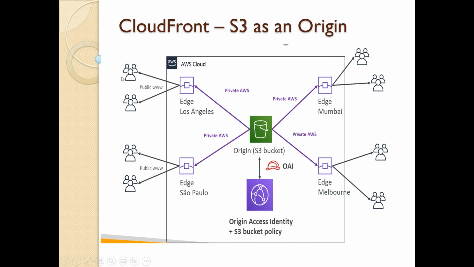When the request comes, it will validate whether the OAI is allowed or not. If the OAI is allowed, then it will give the content back to the edge location and to the user. So this is how it happens whenever you try to do it from different parts of the world. You have only one source, but you are moving it to all the edge locations in the world, so that the closest users can access it from the edge location.